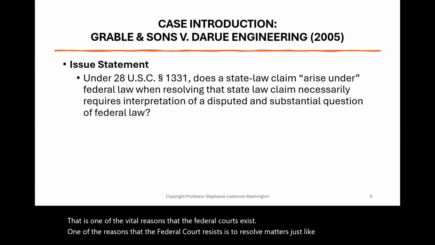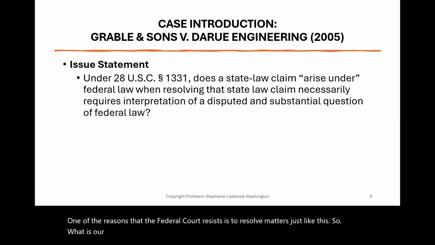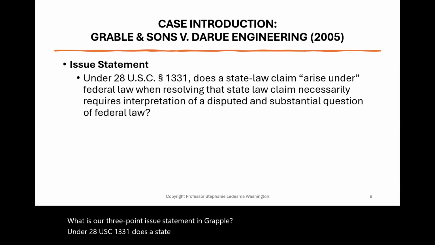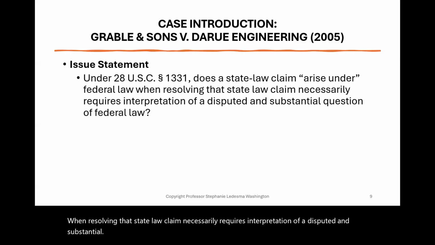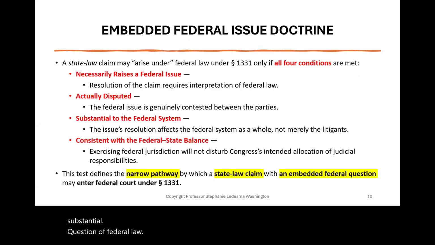So, what is our 3-point issue statement in Grable? Under 28 USC 1331, does a state law claim arise under federal law when resolving that state law claim necessarily requires interpretation of a disputed and substantial question of federal law? Tell me more about this embedded federal issue.